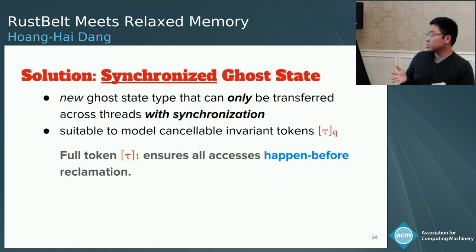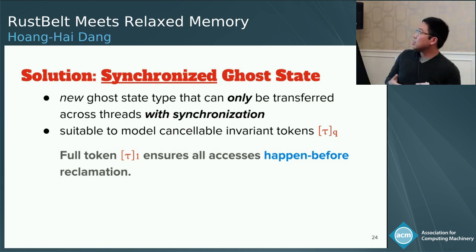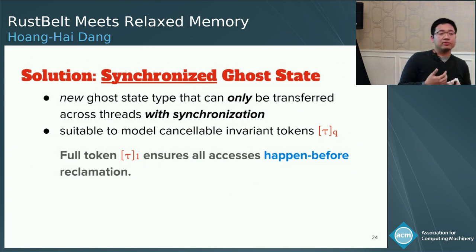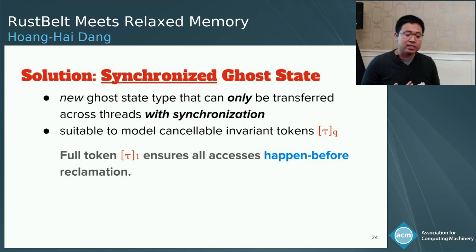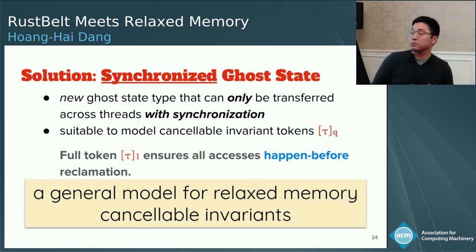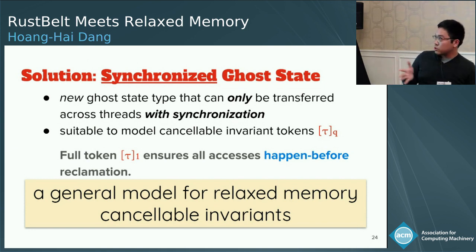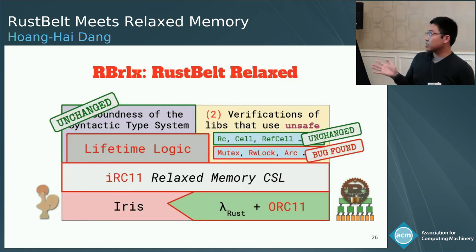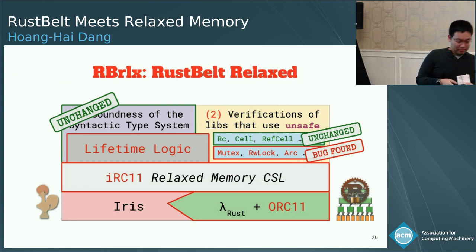And the solution is to introduce a new kind of ghost state, which we call synchronized ghost state. Meaning that the ghost state can only be transferred across threads with synchronization, and this is a suitable model to port cancelable invariants to relaxed memory so that we can have reclamation and still maintain the no use after free, the use happens before free principle. And I would love to show you more rules, but unfortunately I'm already out of time, so I will stop talking and show you the high-level overview. Thank you.